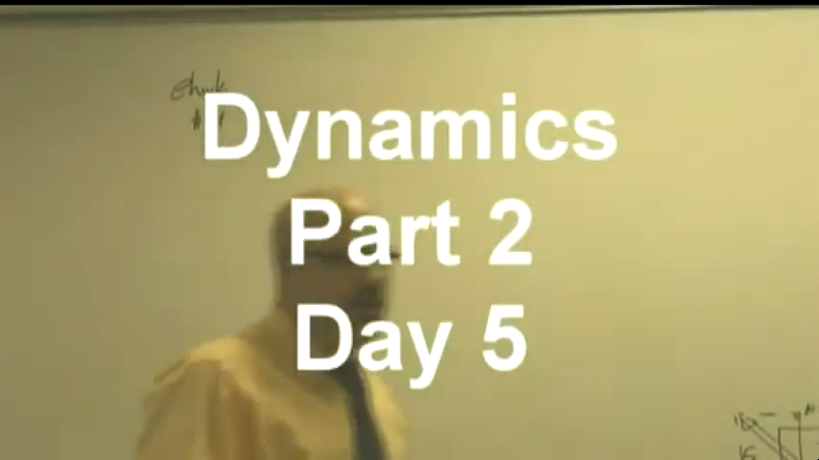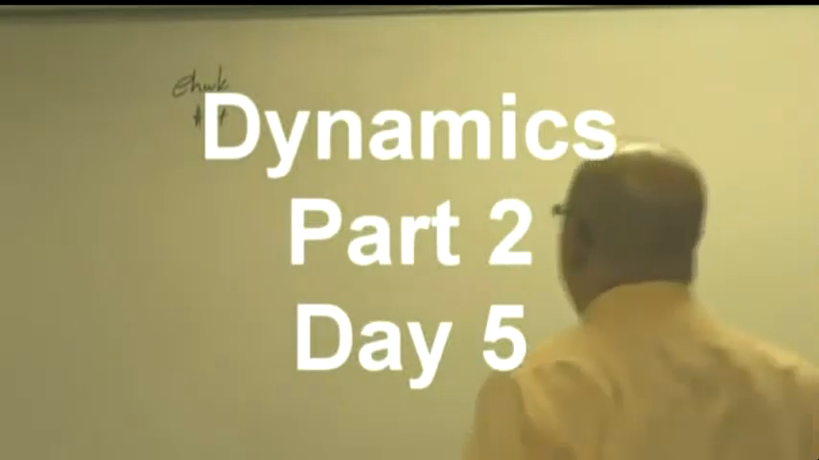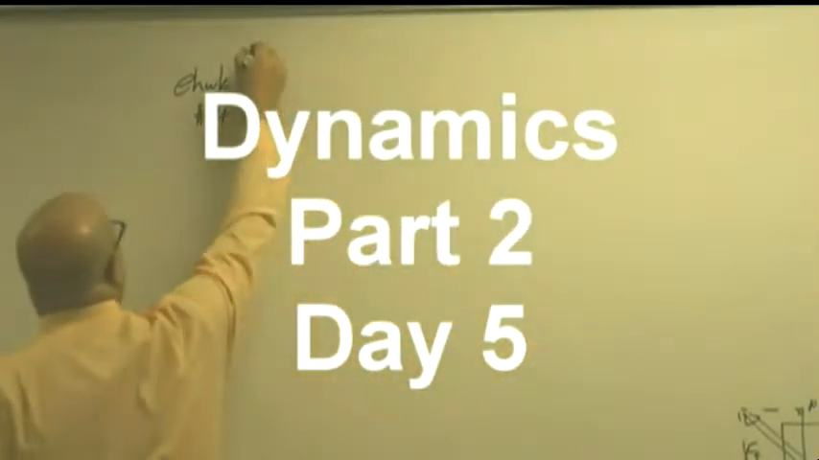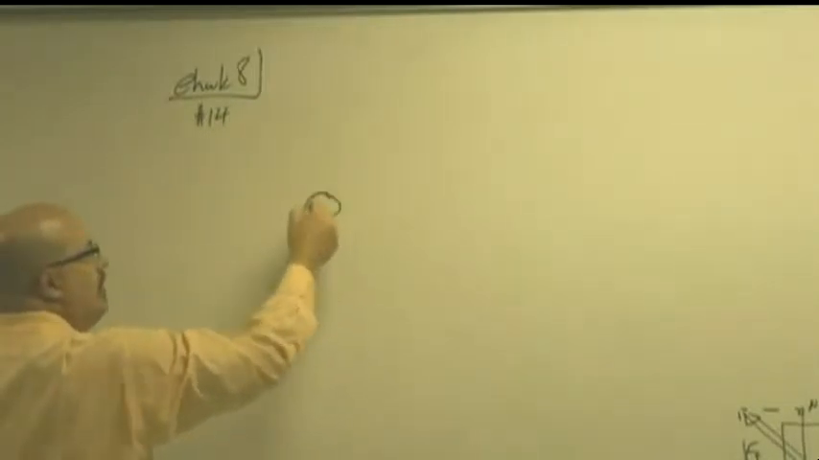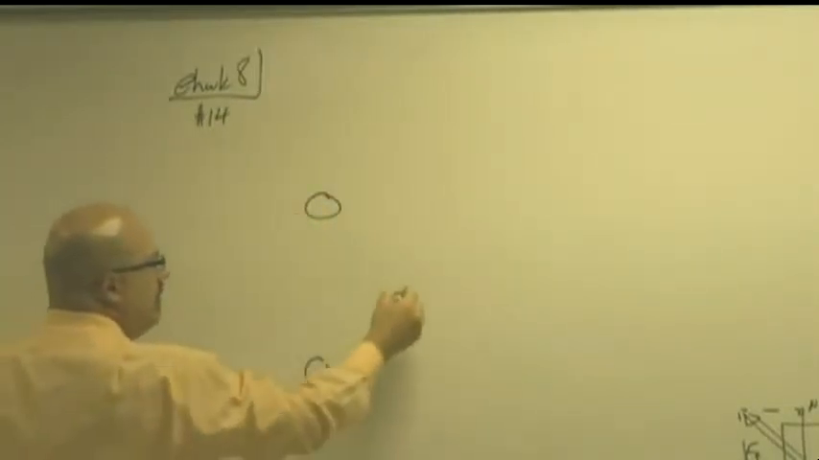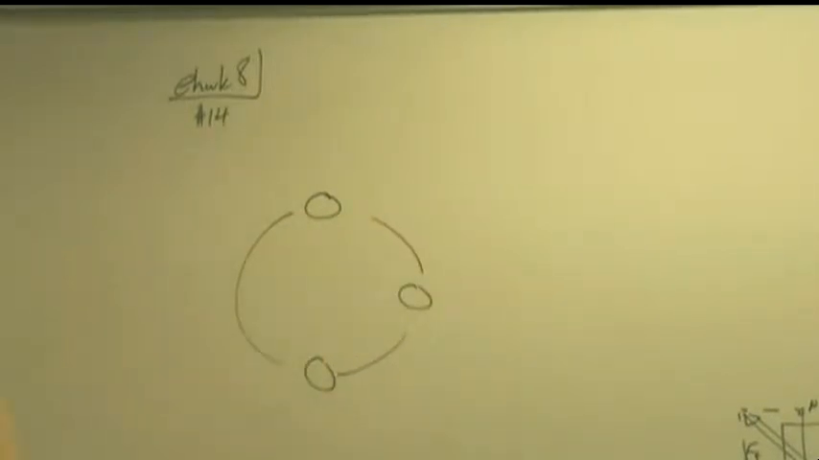Homework number 8, problem number 14. It was the Ferris wheel one, where the Ferris wheel is in these different positions, and it asks about several different things. The key thing is to draw your free body diagram properly.